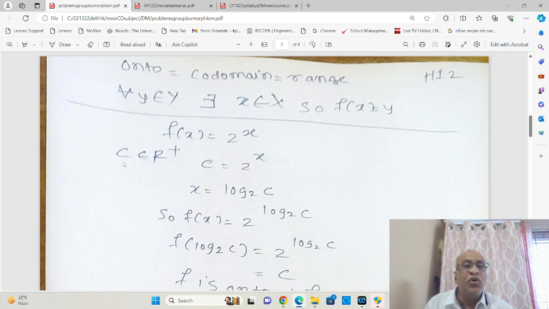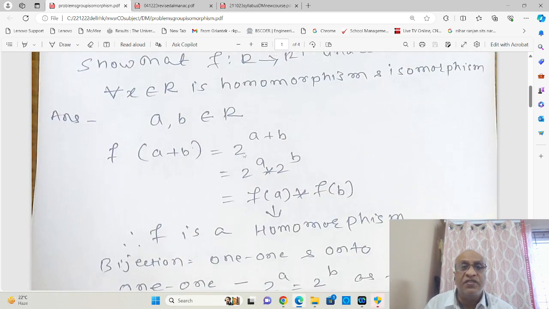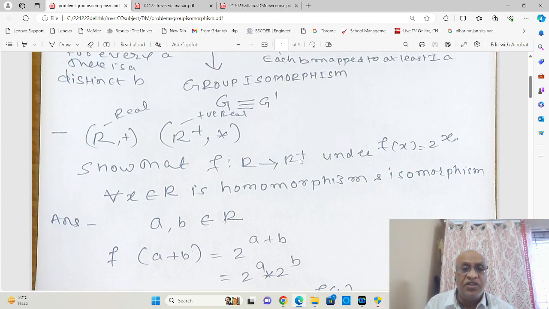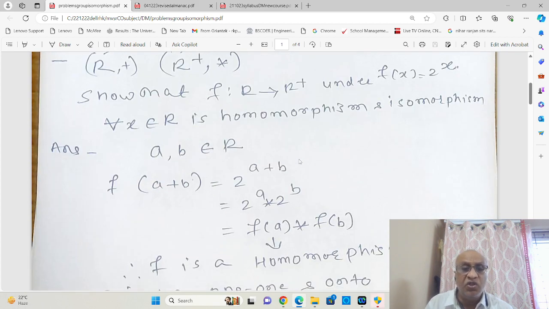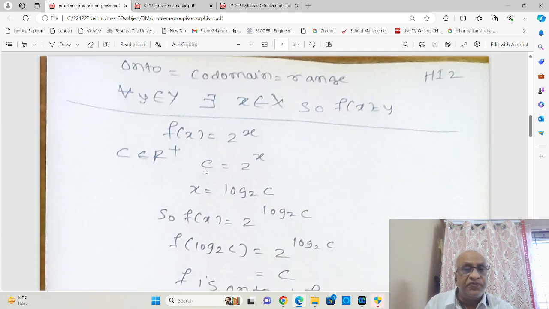So, we are taking one more element called c, which belongs to R plus, and R plus is the second set, right? R plus is the second set, which is the set of real positive numbers. Now, this will be equal to 2 to the power of x. Am I right? So, as f of x is equal to 2 to the power of x, and as c belongs to R plus, c will also be equal to 2 to the power of x. So, x will be equal to log 2 of c.